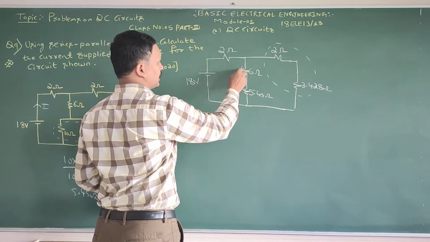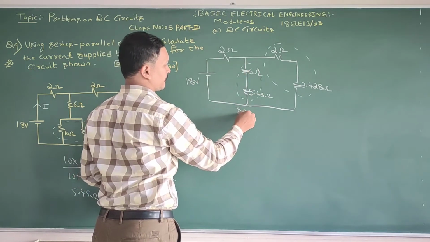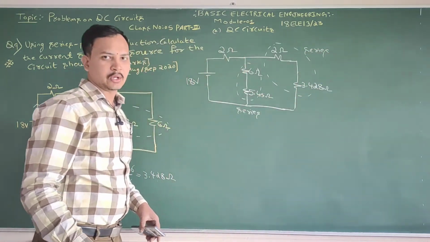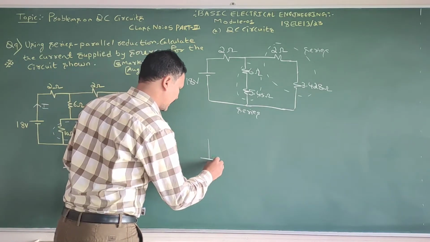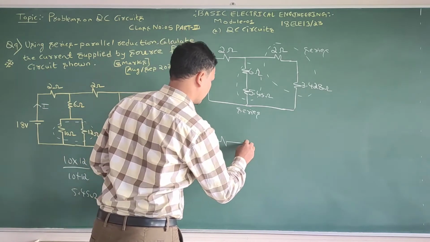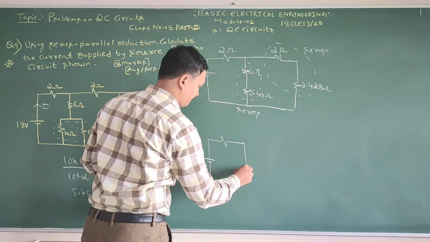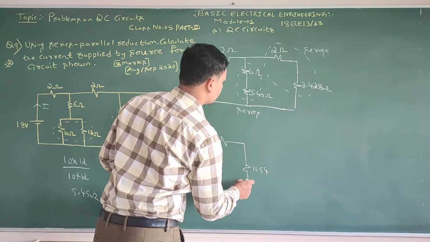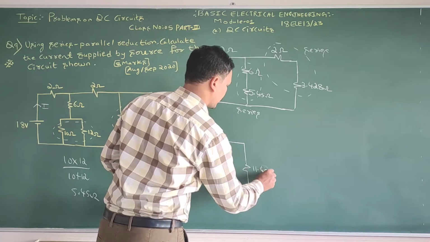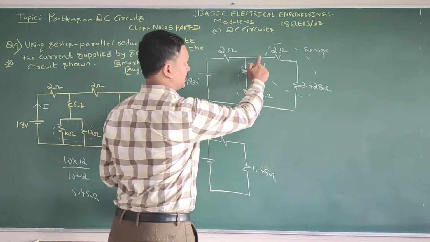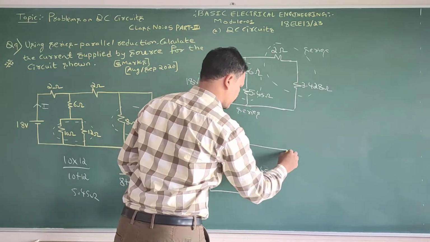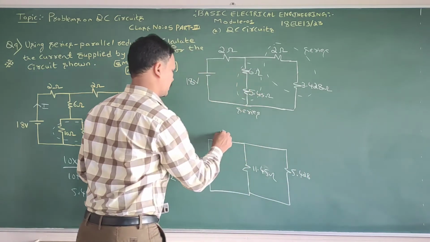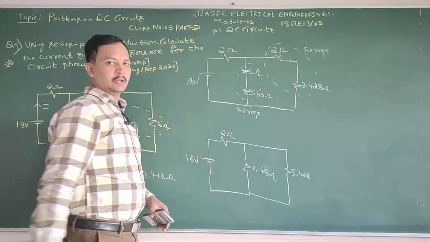Now these two are connected in series, and these two are connected in series. In series, we can add the resistance values. So add the resistance values and write down once again. 6 plus 5.45 gives 11.45 ohms for this combination. Next, 3.428 plus 2 gives 5.428 ohms.